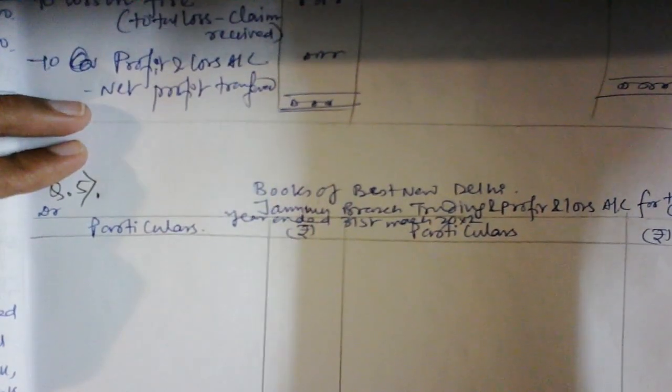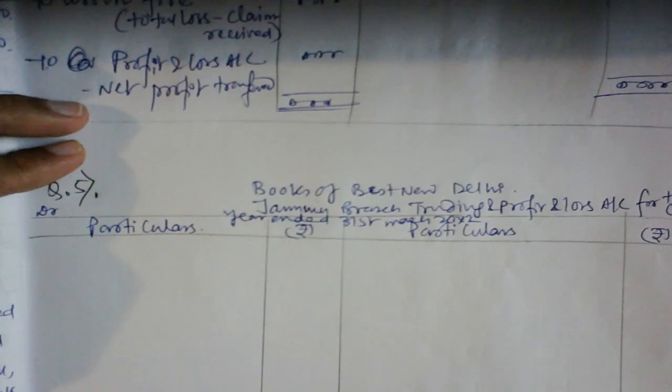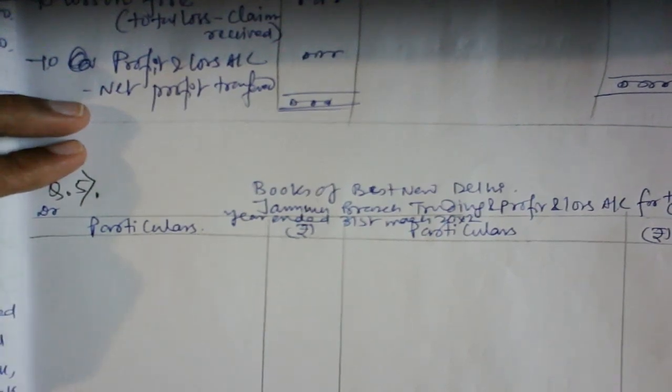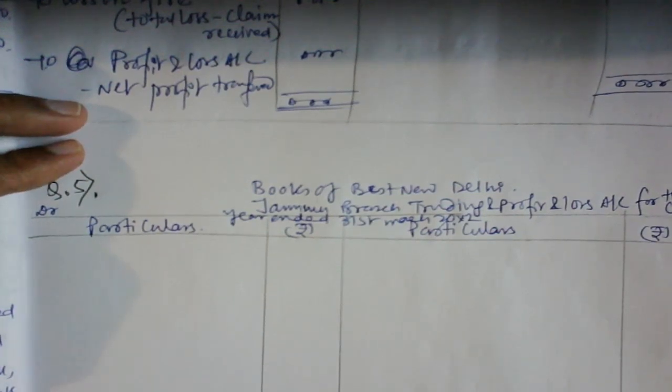Chalo. See what I discussed some time ago, that we need to prepare the trading and P&L account at cost. The institute does it based on invoice price, I don't know why. But as we learned that I have to prepare at cost, I am going to keep my word. Rather than following the institute, I am going to follow my word first. So I am going to prepare the trading account and P&L account of the Jammu branch at cost.